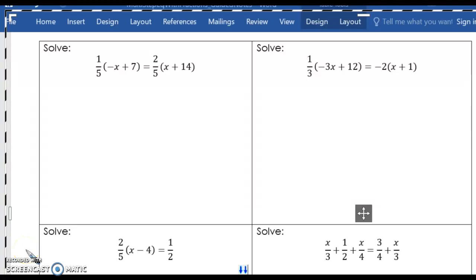Okay, let's try some more examples. For this one, both of our fractions have a denominator of 5. So what should we do to get rid of the fractions? We should multiply both sides by 5.